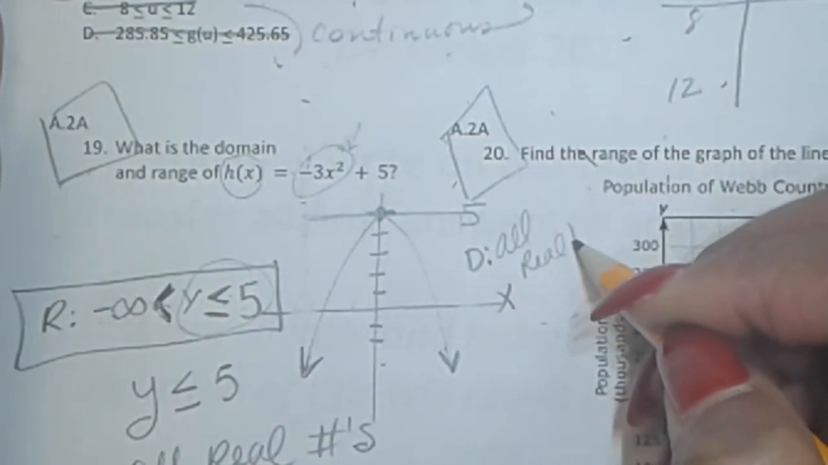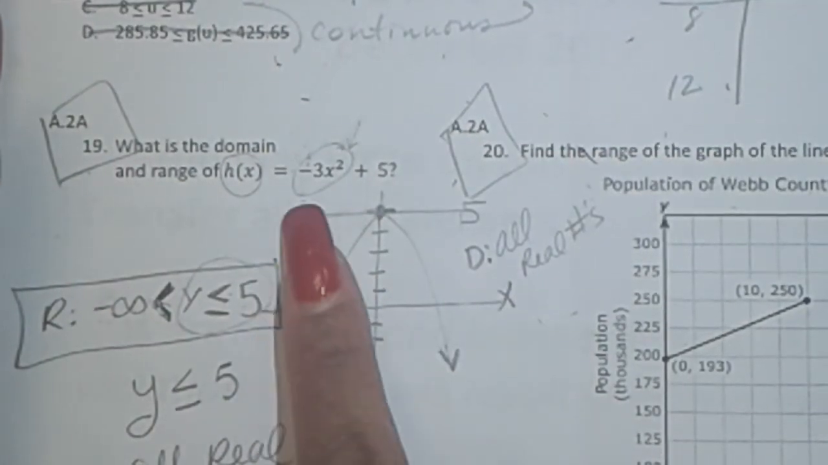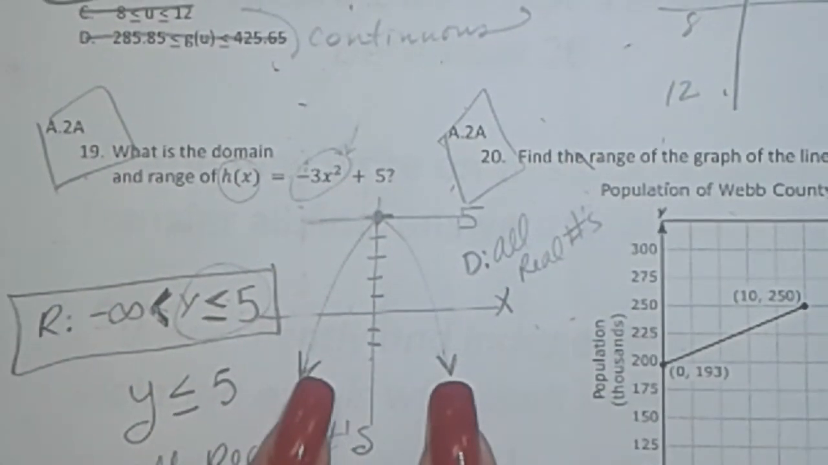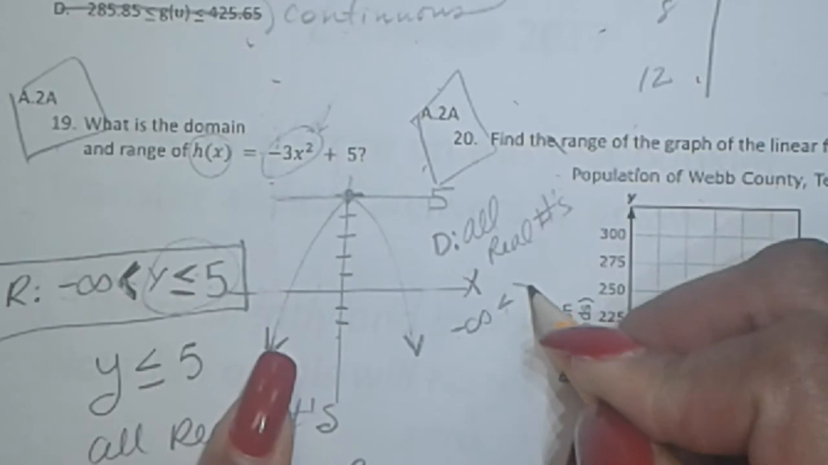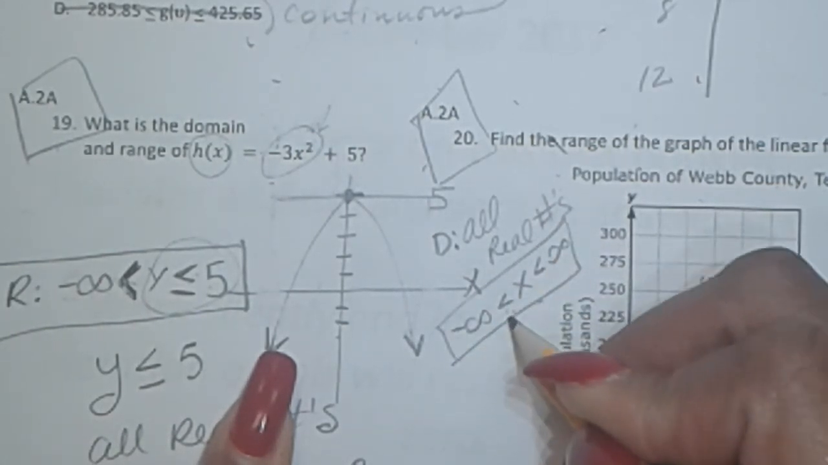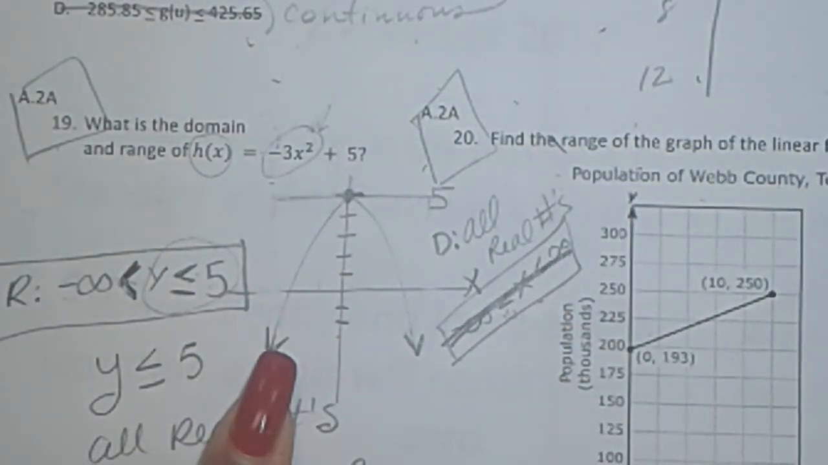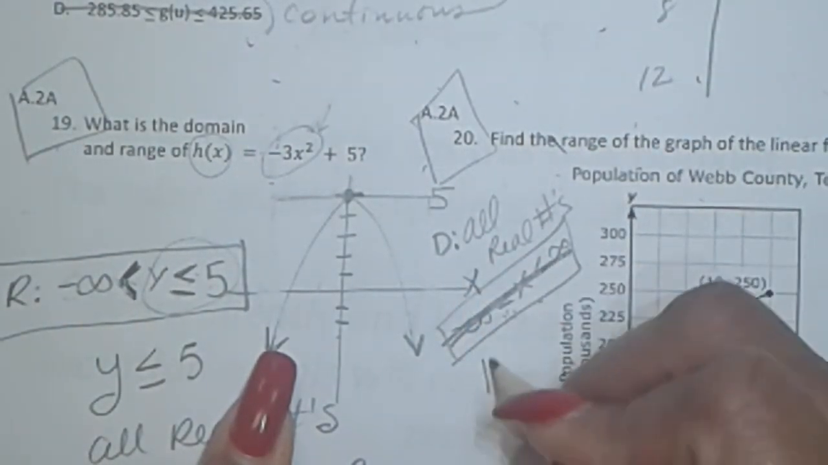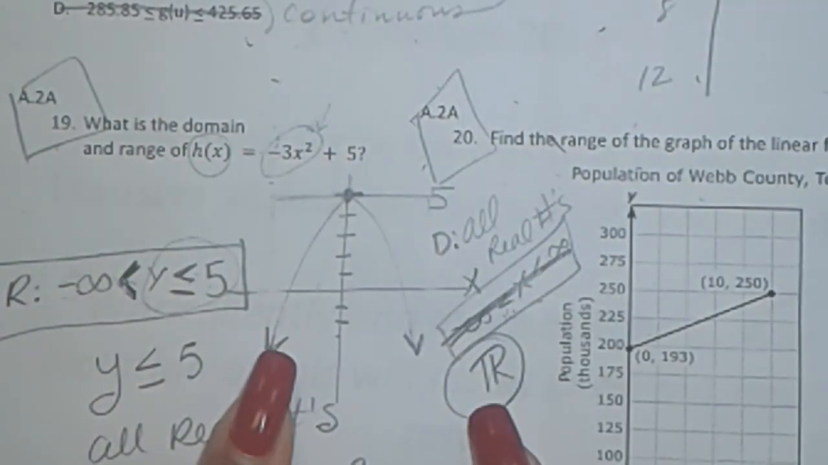Why is it all real numbers again for the domain? Because you cannot draw a vertical line on either side, given that there are arrows. It's approaching infinity on both sides. And for Algebra 2, that's negative infinity less than x less than positive infinity. Again, that notation you will not be held responsible for on the STAR test. But you will know not just that notation, but this is the symbol for all real numbers.